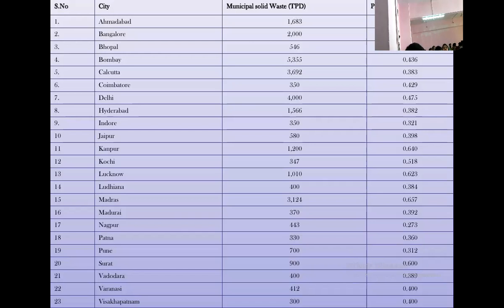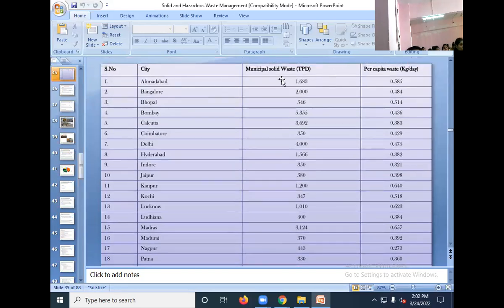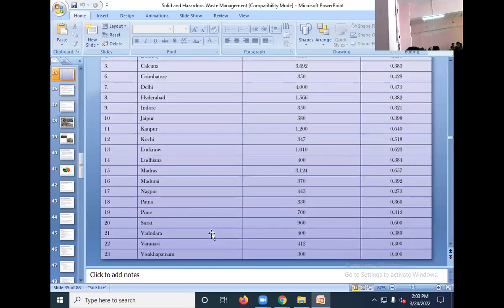This table shows municipal solid waste by city. Various cities are shown in this column, the amount of municipal solid waste is given, and per capita waste in kg per day is given in this column. See this in Ahmedabad, Bangalore, Bhopal, Bombay, Calcutta, Coimbatore, Delhi, Hyderabad, Indore, Jaipur, Kanpur, Kochi, Lucknow, Ludhiana, Madras, Madurai, Nagpur, Patna, Pune, Surat, Vadodara, Varanasi, Visakhapatnam.